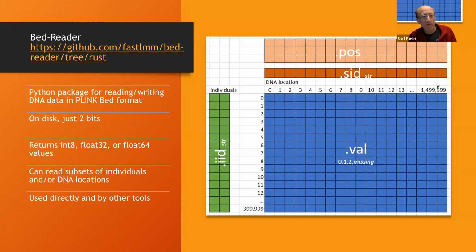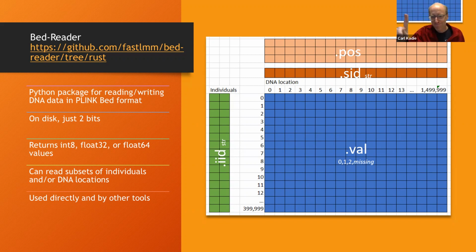So before we get to the rules, I'll have a couple of background slides. Let me talk about the bed reader. By the way, this link will take you to the source code. The bed reader is a Python package for reading and writing DNA data in the Plink bed format. The format can be thought of as a 2D array.